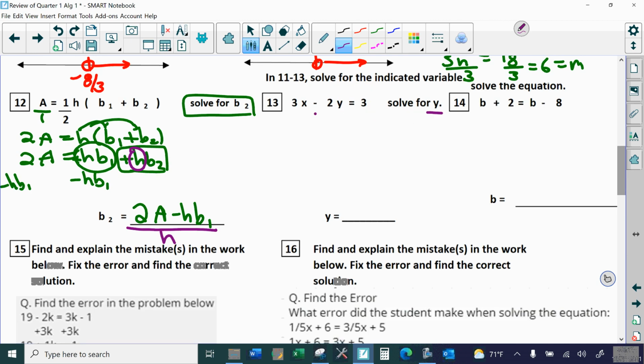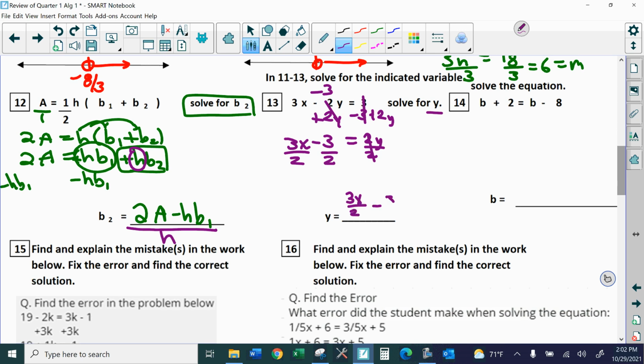Okay, so I'm adding the 2y across. I'm subtracting the 3 across. So I have 2y equals 3x minus 3. And last step, divide by 2. Each term by 2. So y equals 3x over 2, or 3 halves x minus 3 halves.